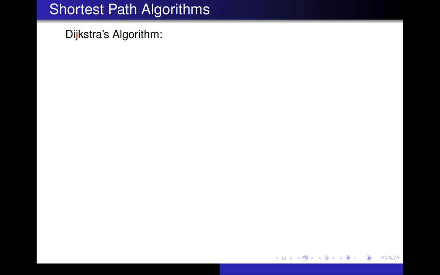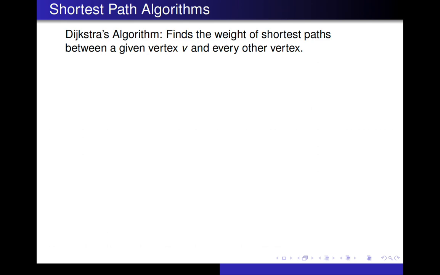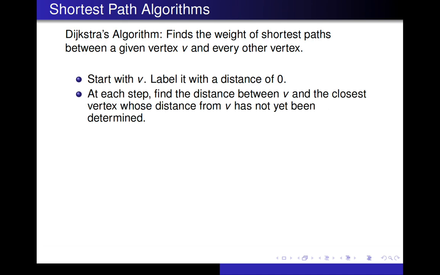All right, so our first algorithm to find shortest paths between a vertex and all the other vertices is called Dijkstra's algorithm. So what it does is you start with a vertex V and then find the weight of the shortest paths between V and every other vertex. So the algorithm starts with just your vertex V, and you label it with a distance of 0 because you know exactly what the distance is from V to V. The distance is 0. So then what happens is at each step you find the distance between V and the closest vertex whose distance from V has not been determined.